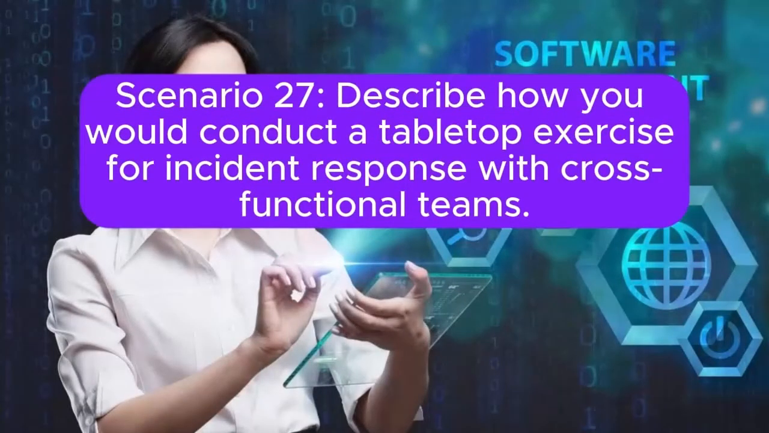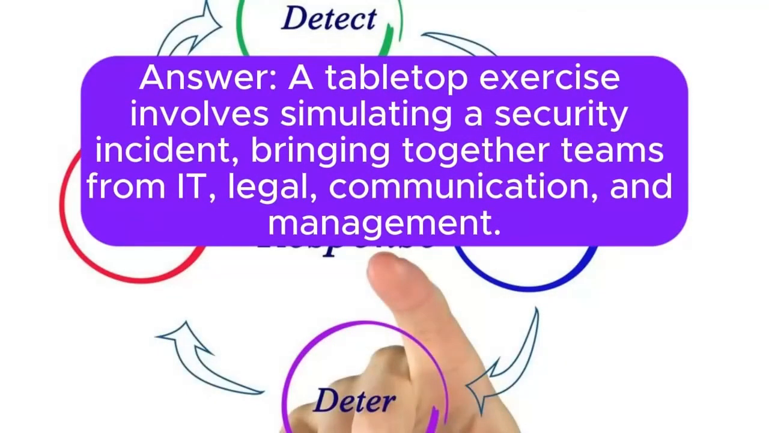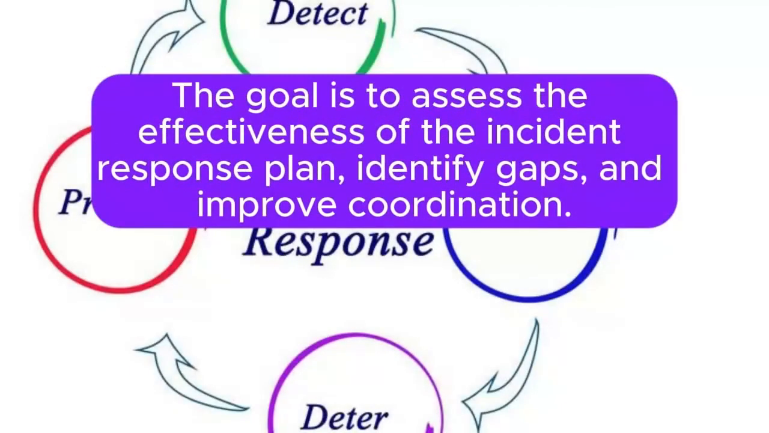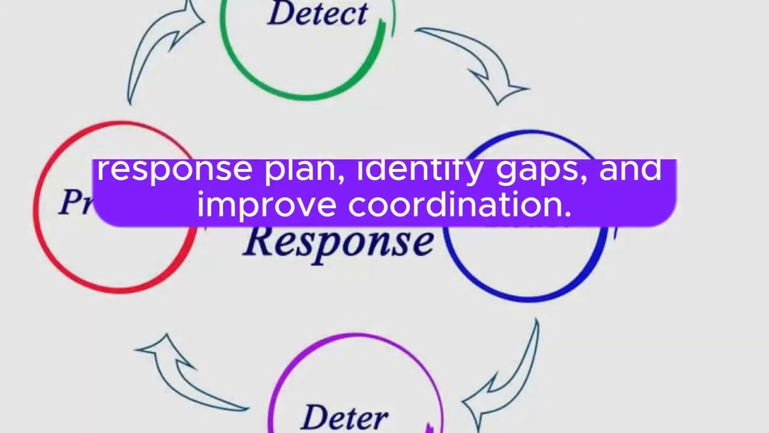Scenario 27. Describe how you would conduct a tabletop exercise for incident response with cross-functional teams. Answer: A tabletop exercise involves simulating a security incident, bringing together teams from IT, legal, communication, and management. The goal is to assess the effectiveness of the incident response plan, identify gaps, and improve coordination.